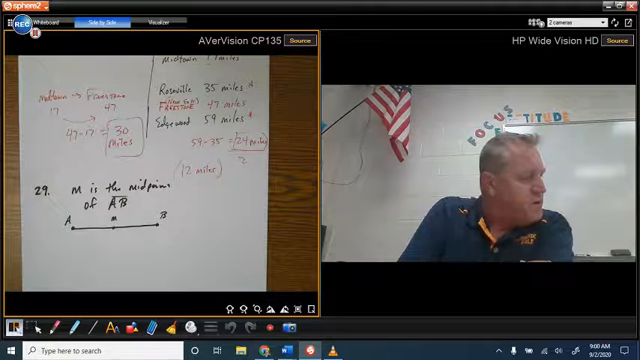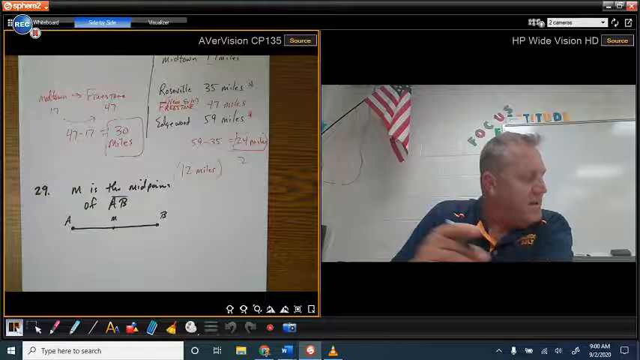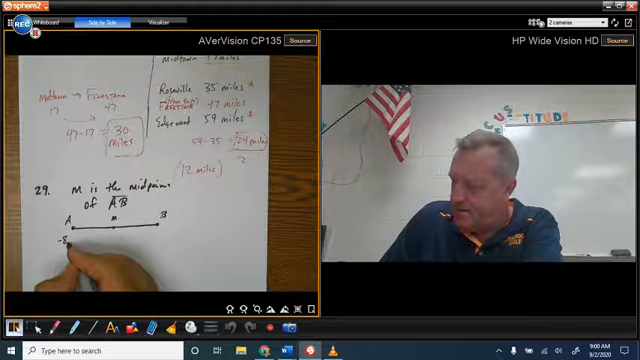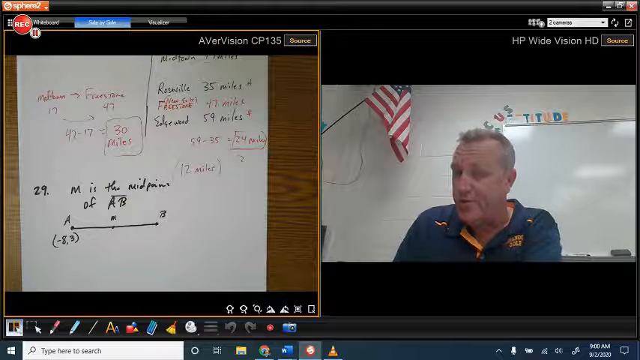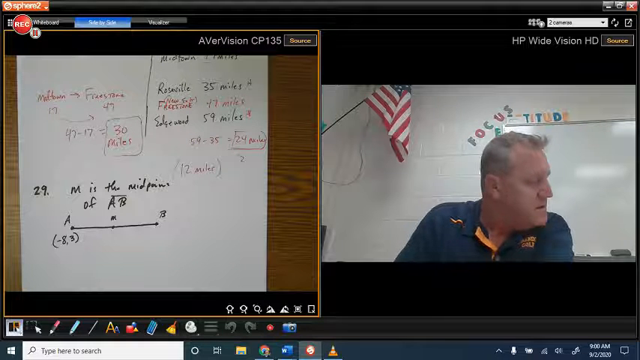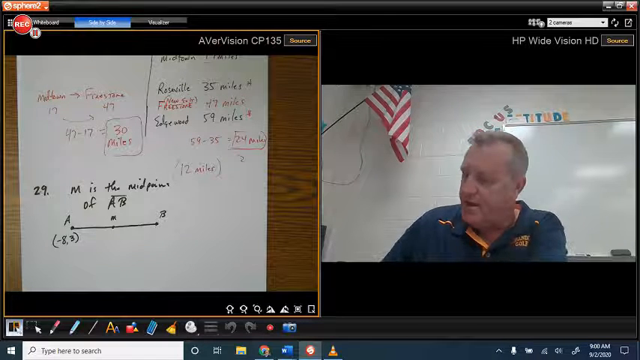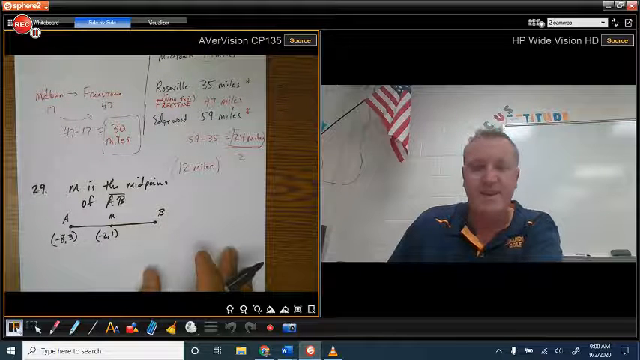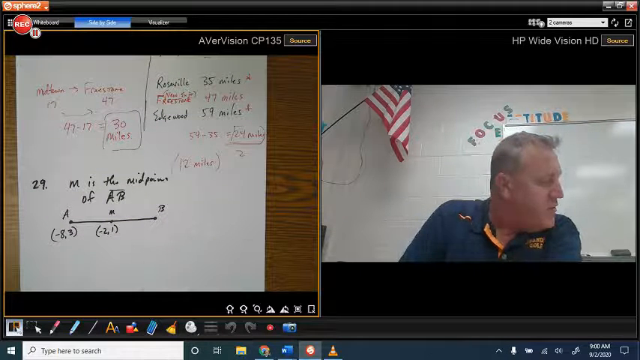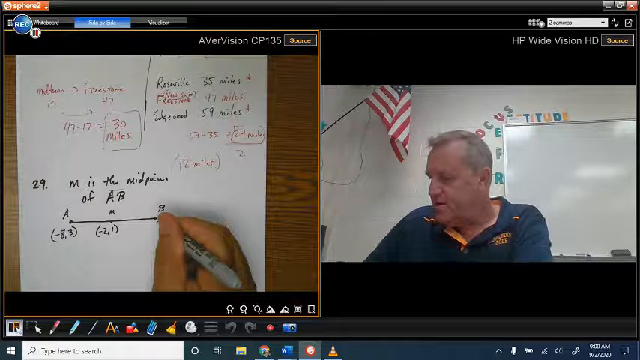The coordinates of point A are negative 8, 3. Now, I'm not putting this on a graph, I'm just writing the coordinates in, though you could put it on a graph. And the coordinates of M are negative 2, 1. A little tricky, I see what we're doing. What are the coordinates of B? We don't know what those coordinates are.